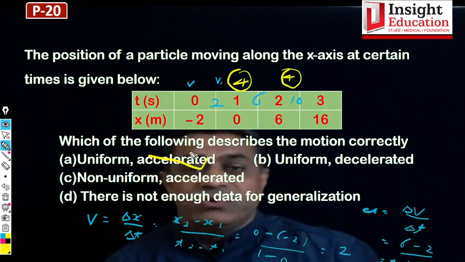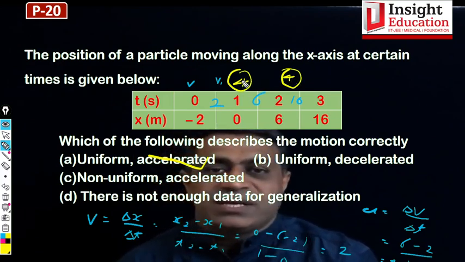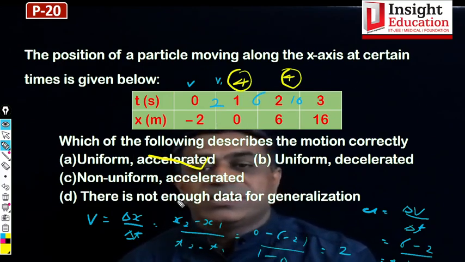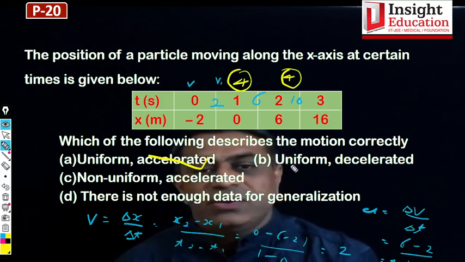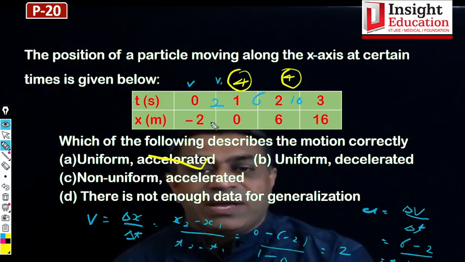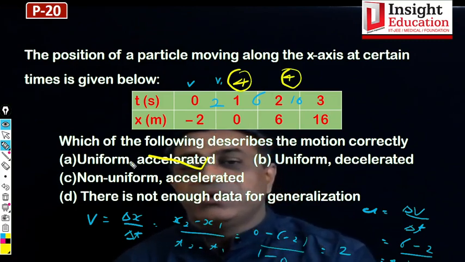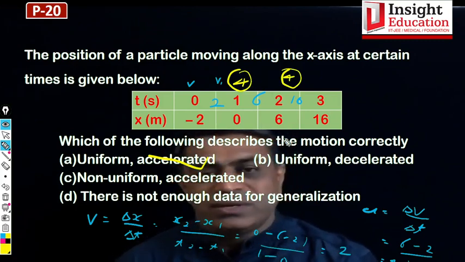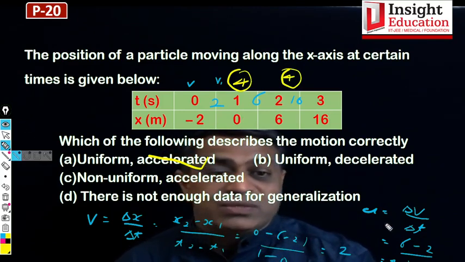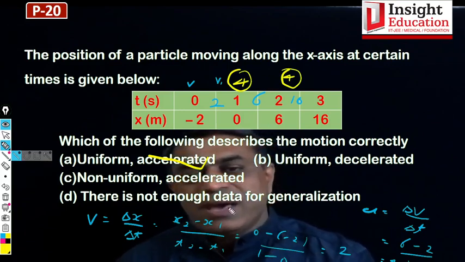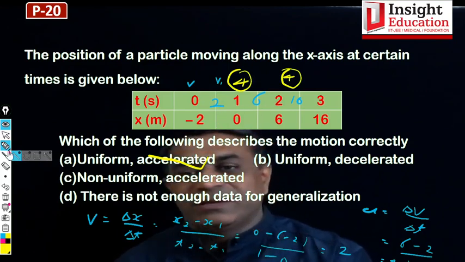The motion is uniform accelerated because acceleration is constant. Suppose the first answer is 4 and the second answer is 6, then you can say non-uniform accelerated motion. Suppose velocity decreases, then you can say uniform decelerated, but here the answer is uniform accelerated motion. Imagination is very important, and always follow this methodology step by step. After enough practice, there is no need to do all such things; you can calculate directly.